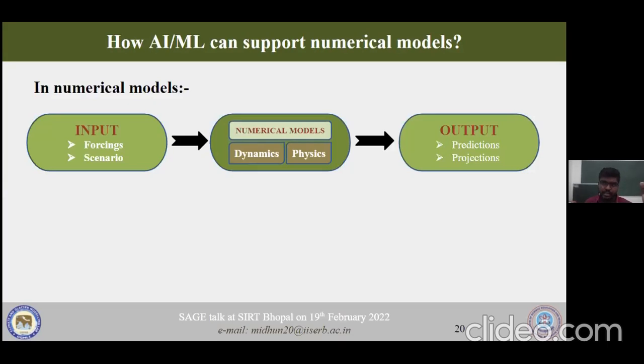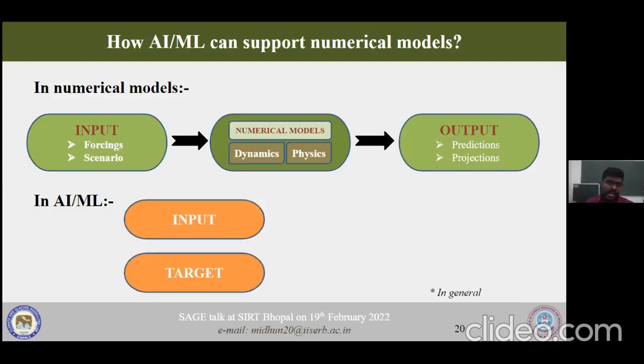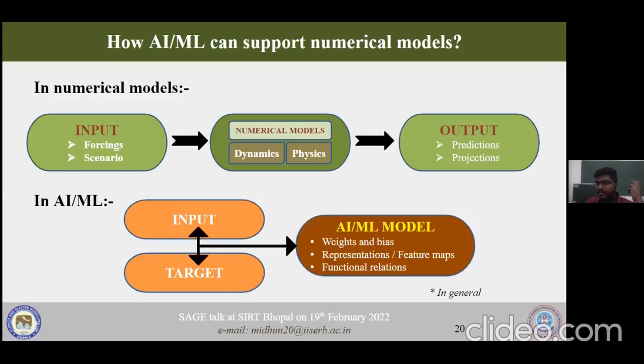These are just alternate situations or scenarios that may arise, which will be simulated by the climate model. But what we do in AI/ML is that if we have input data and target data, we can generate models out of it in terms of weights and biases.